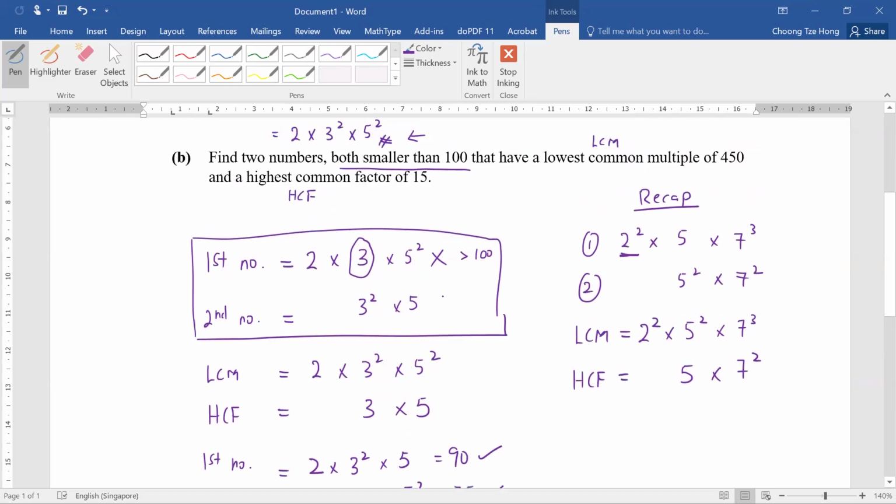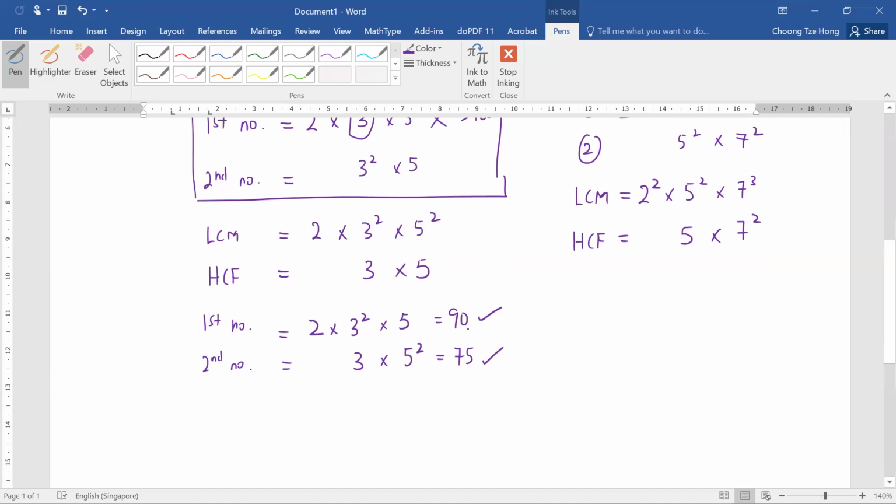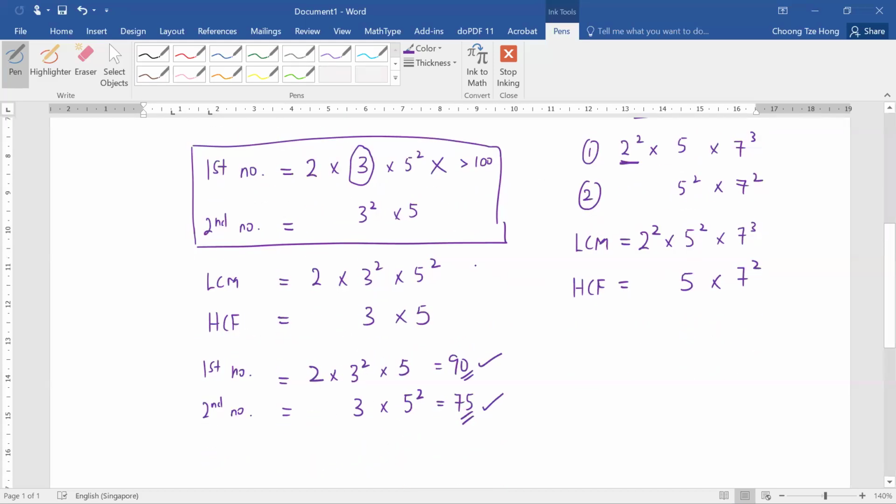So the two numbers would be 90 and 75. This is how you analyze a question like this. It's just like playing a game. Do try, and there are some similar questions in the PYS. If you practice more, then you will be more confident.